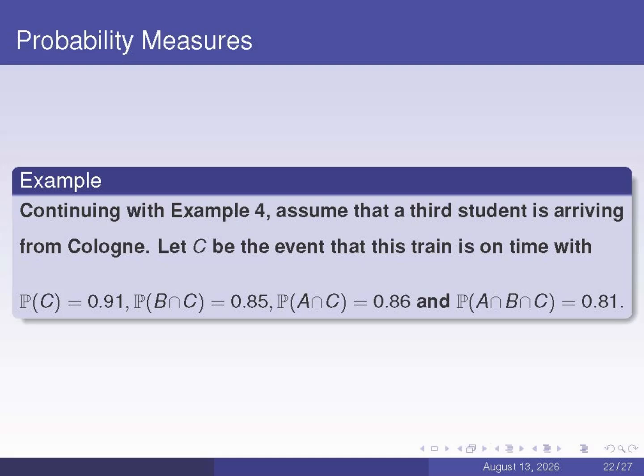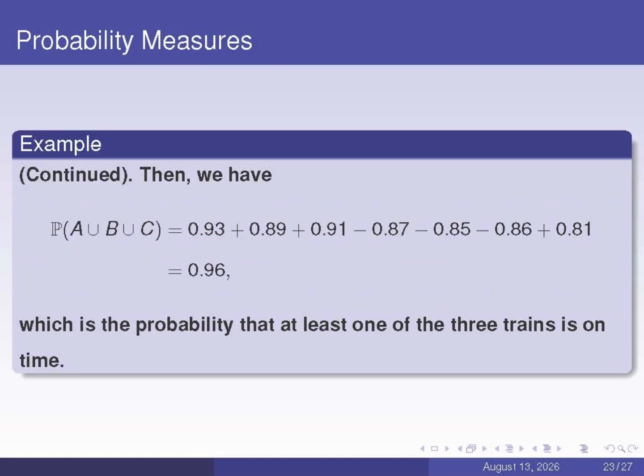Continuing from the previous example, suppose a third student arrives on a train from Cologne, and let C denote the event that this train arrives on time. Based on past experience, the probabilities associated with these related events are shown in the final line. Using the previously derived formula for the union of three events, we can compute the probability that event A, event B, or event C occurs, as presented in the second line. This value represents the probability that at least one of the three trains arrives on time.